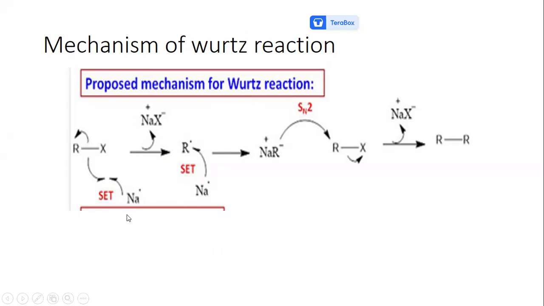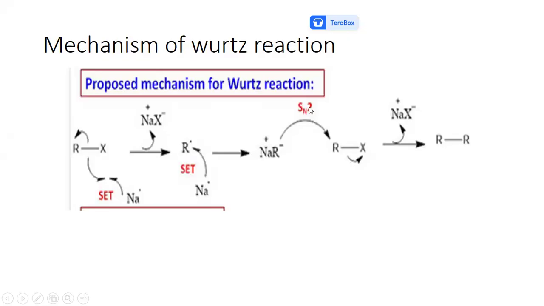When a haloalkane is reacted with sodium, a single electron transfer occurs. The sodium transfers one electron to the alkyl group, and this is the free radical. Again, one electron is transferred to the alkyl, and this compound forms. This negatively charged carbon attacks another alkyl halide.